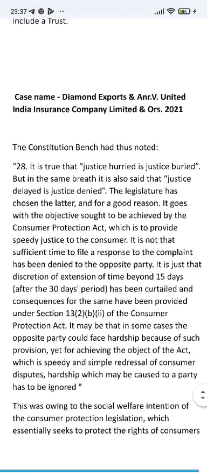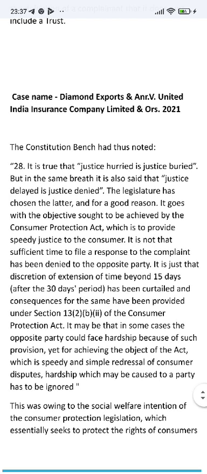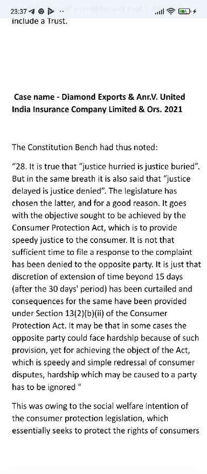Further, coming on to the last judgment of the recent year, that is of the 2021 Supreme Court, Diamond Exports and another versus United India Insurance Company Limited. In this case, the Constitution Bench has noted that it is true that justice hurried is justice buried, a leading quote, but in the same breath it is also said that justice delayed is justice denied. So the legislature has chosen the latter, and that is true for a good reason.